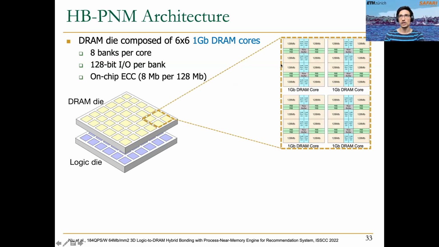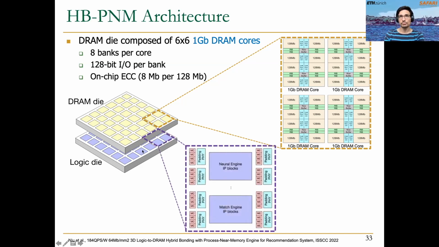As you can see here, for this section of 2 by 2, we have these 4 DRAM cores. In each DRAM core, we have 8 banks of 128 megabits. As you see, there is also on-chip ECC, like 8 megabits per every 128 megabits, and there is also a bus of 128 bits, the I/O per bank, as you can see.